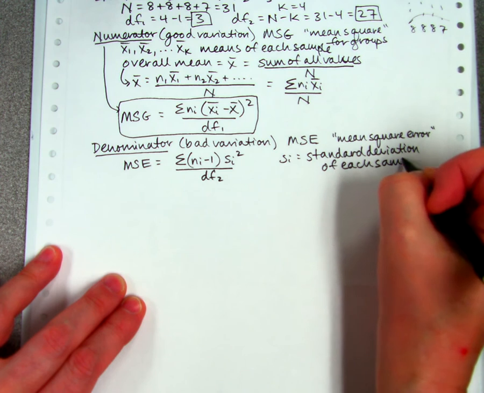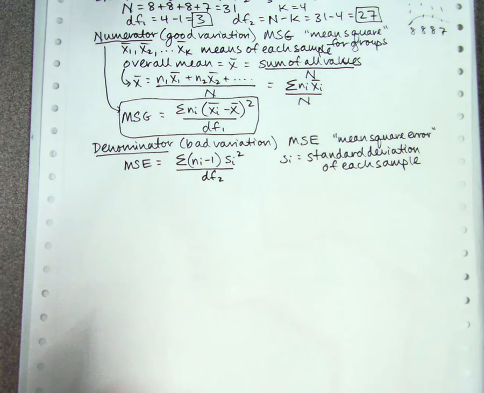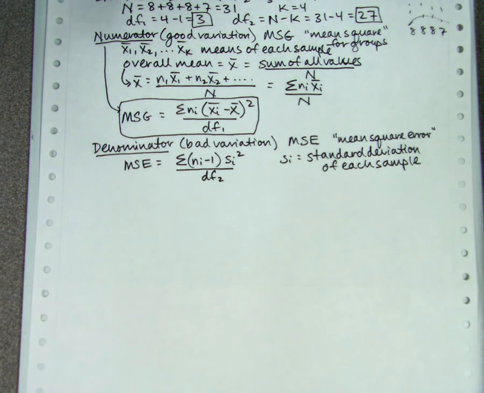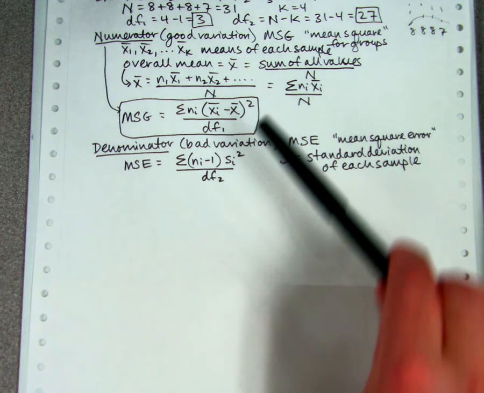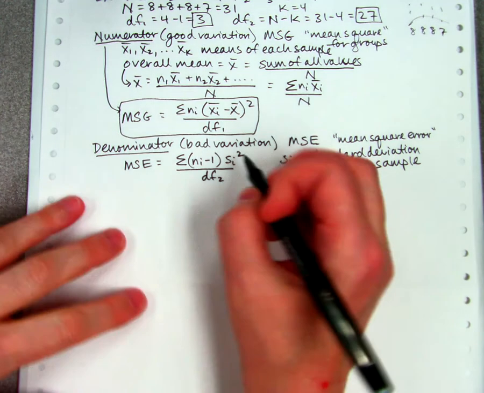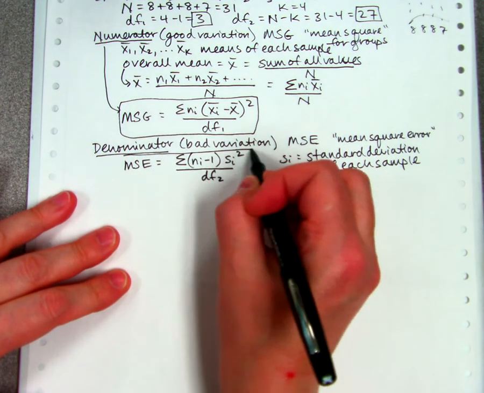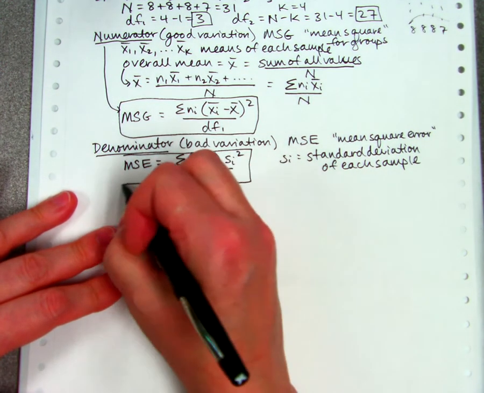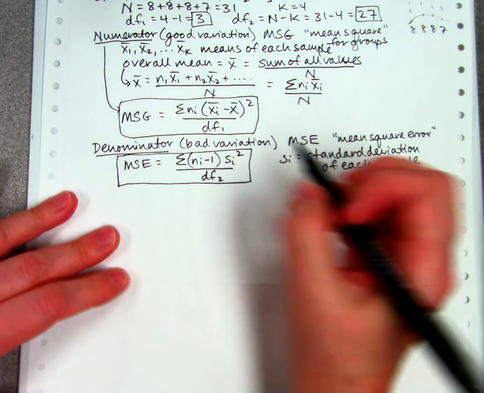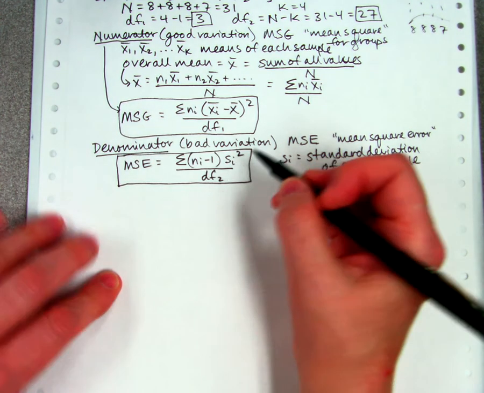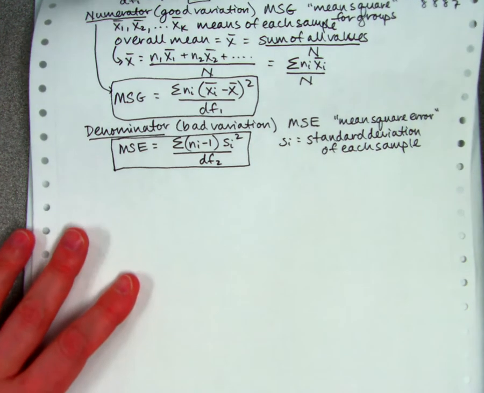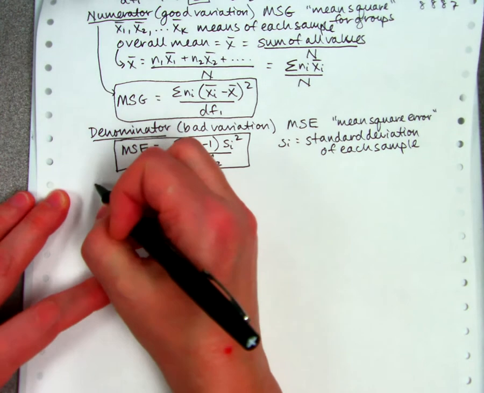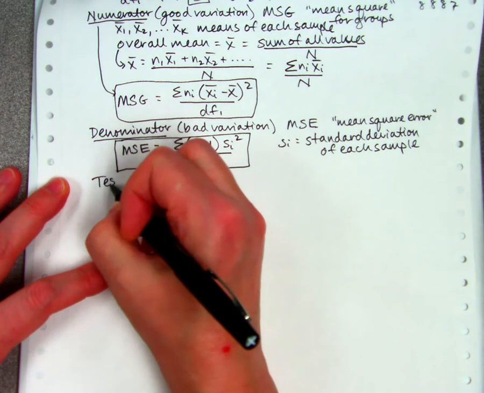Because again, we're measuring the variation within each group now, and that's how we measure the good variation and the bad variation, based on how far the means are from the overall mean compared to how much variation there is within each group. And then when you put it all together, you get your test statistic.